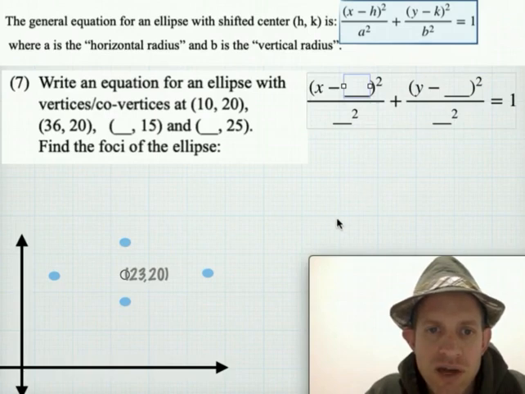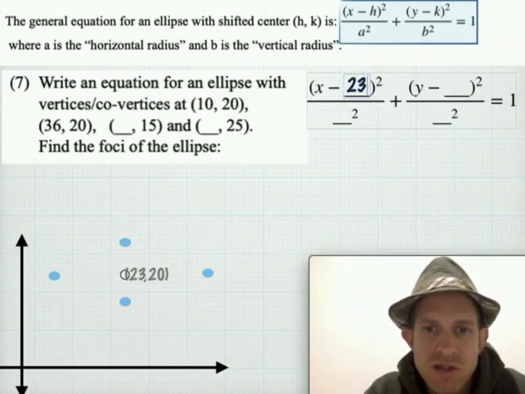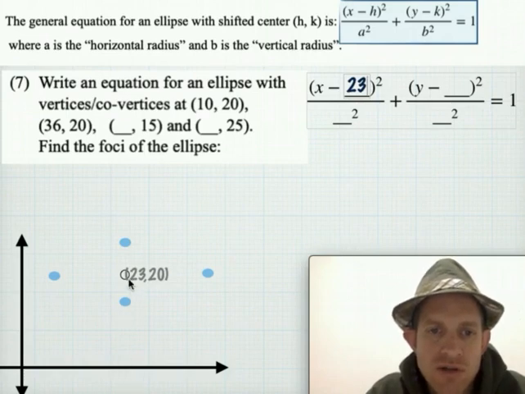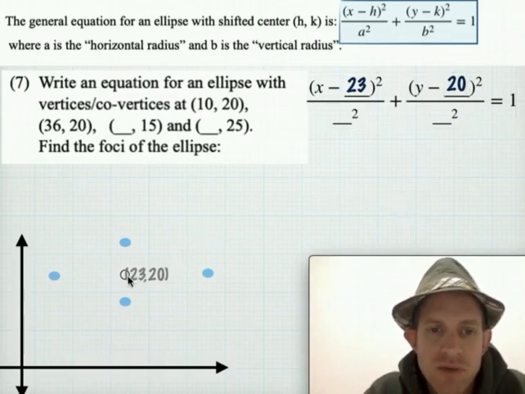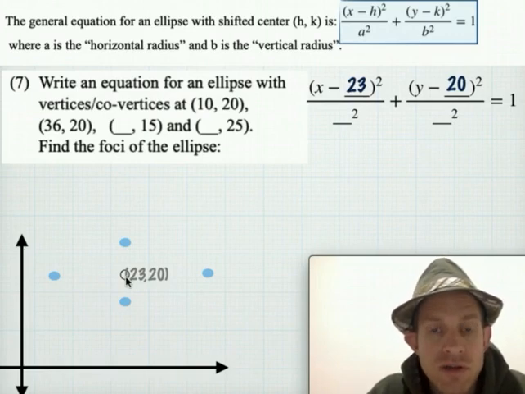So we know that horizontally this was shifted 23 units over, so I'm going to write x minus 23. And vertically this was shifted 20 units up, and so I'll write y minus 20. Then we got to figure out what the horizontal and vertical radiuses are. And so the horizontal radius we found earlier, that was the 13 that we had said. And so I can put 13 squared in here.